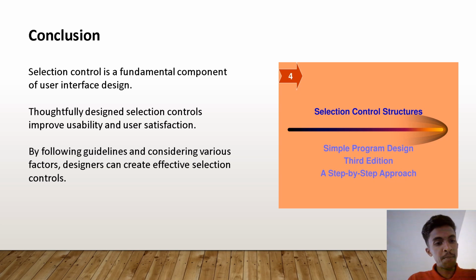Conclusion. Let me give a conclusion for the things I have explained till now. Selection control is a fundamental component of user interface design. Thoughtfully designed selection controls improve usability and user satisfaction. By following guidelines and considering various factors, designers can create effective selection controls. The selection control structures are a simple program design selection, a step-by-step approach to use the selection control methods effectively.